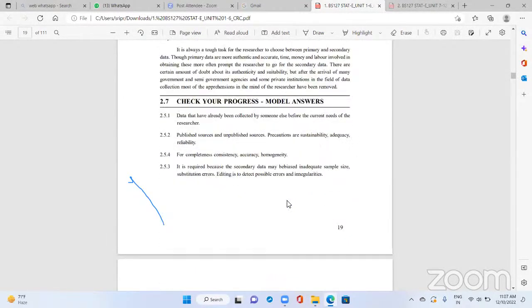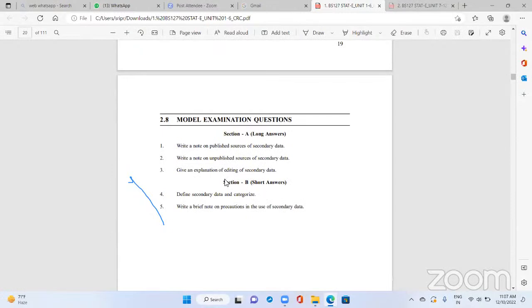Going to the summary, check your model questions. Here you can see: write a note on published sources of secondary data. Write a note on unpublished sources of secondary data. Give an explanation of editing of secondary data.